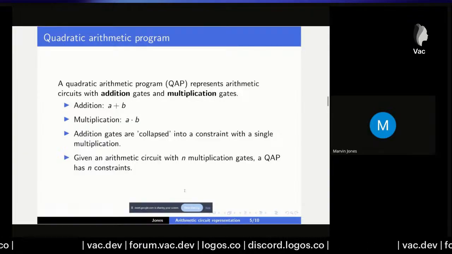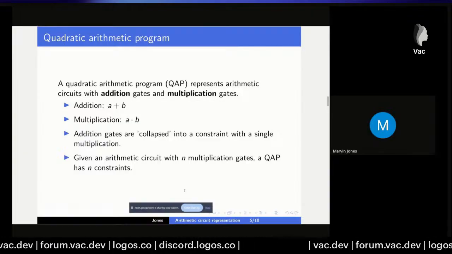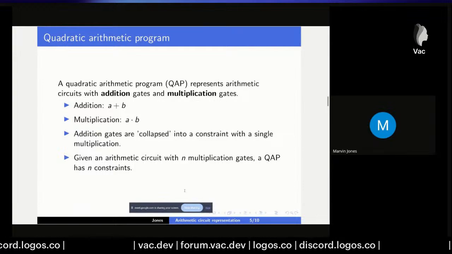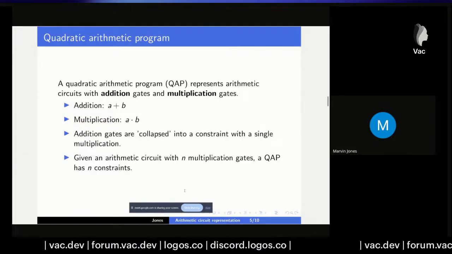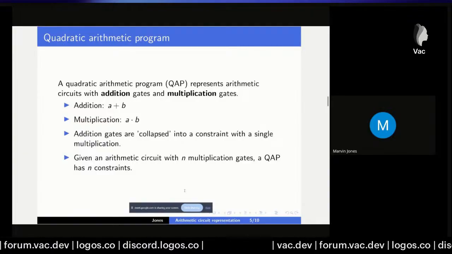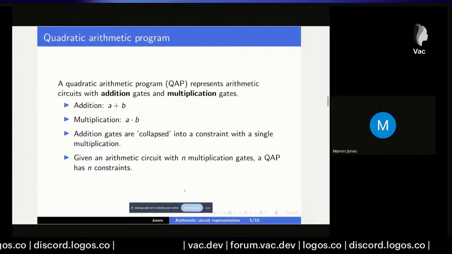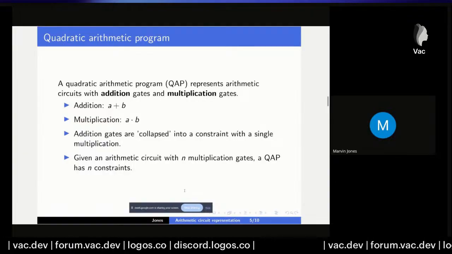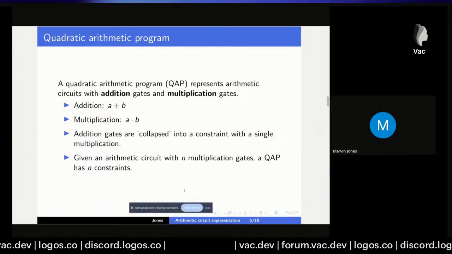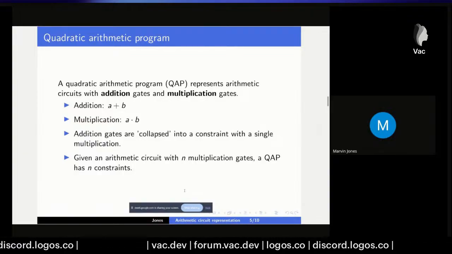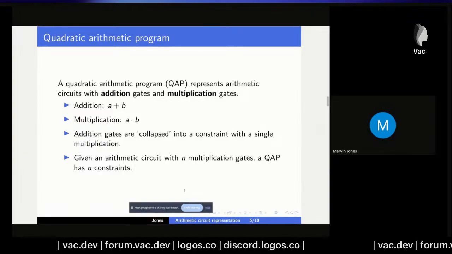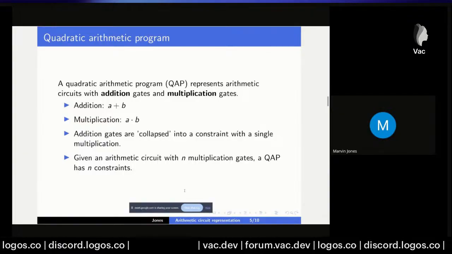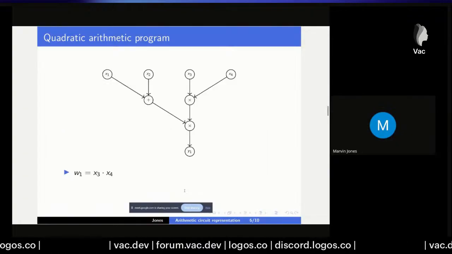But to arithmetize an arithmetic circuit is with something called a quadratic arithmetic program, a QAP. This was actually introduced, I believe, in Pinocchio. And it deals with addition gates and multiplication gates. The addition gates are collapsed essentially into a constraint for the multiplication. So when we collapse all these together, all we care about are the constraints that are represented in terms of our multiplication gate.